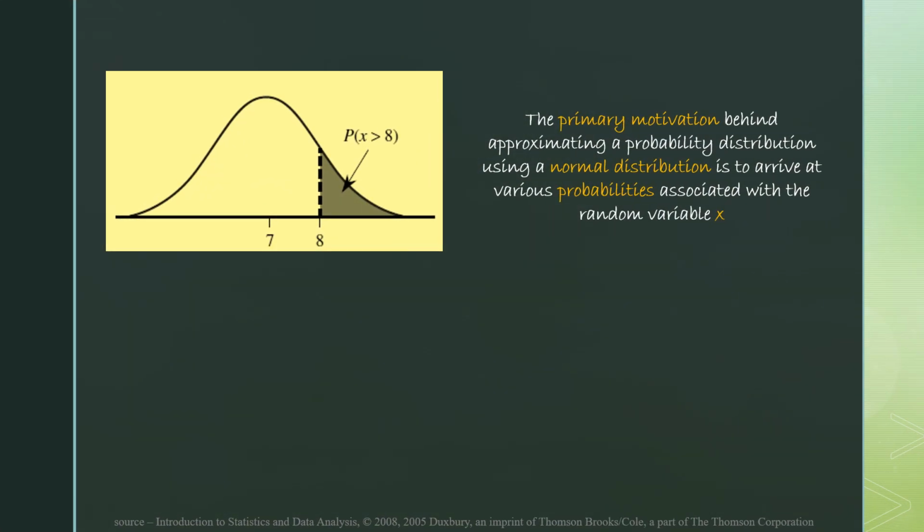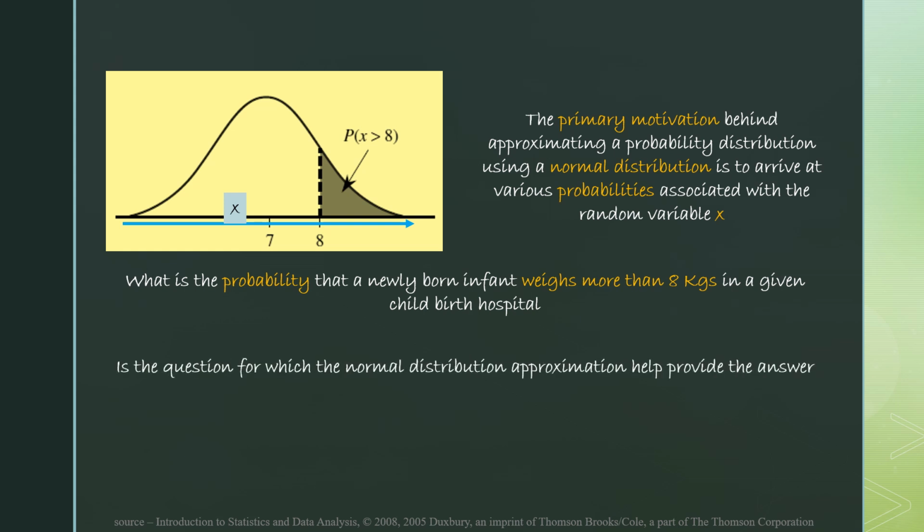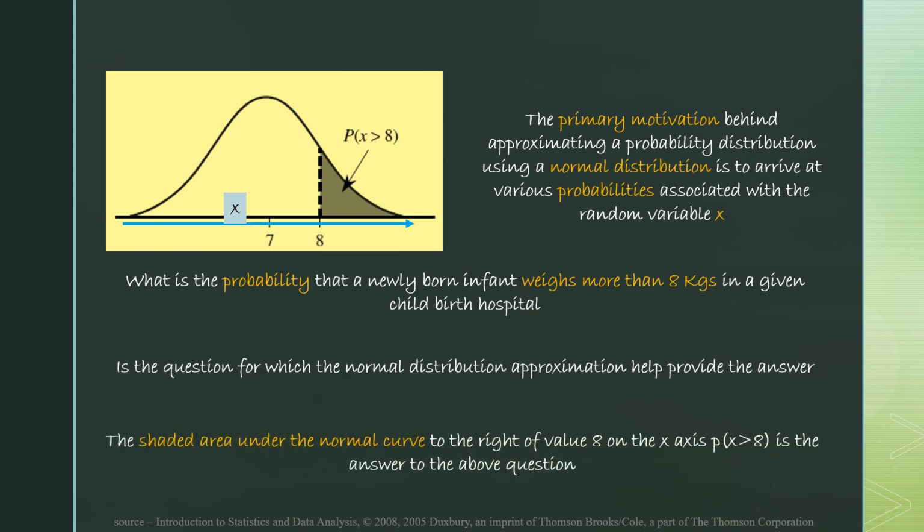The primary motivation behind approximating a probability distribution using a normal distribution is to arrive at various probabilities associated with the random variable x. What is the probability that a newly born infant weighs more than 8 kgs in a given childbirth hospital is the question for which the normal distribution approximation helps provide the answer. The shaded area under the normal curve to the right of the value 8 on the x-axis, probability of x greater than 8, is the answer to the above question.